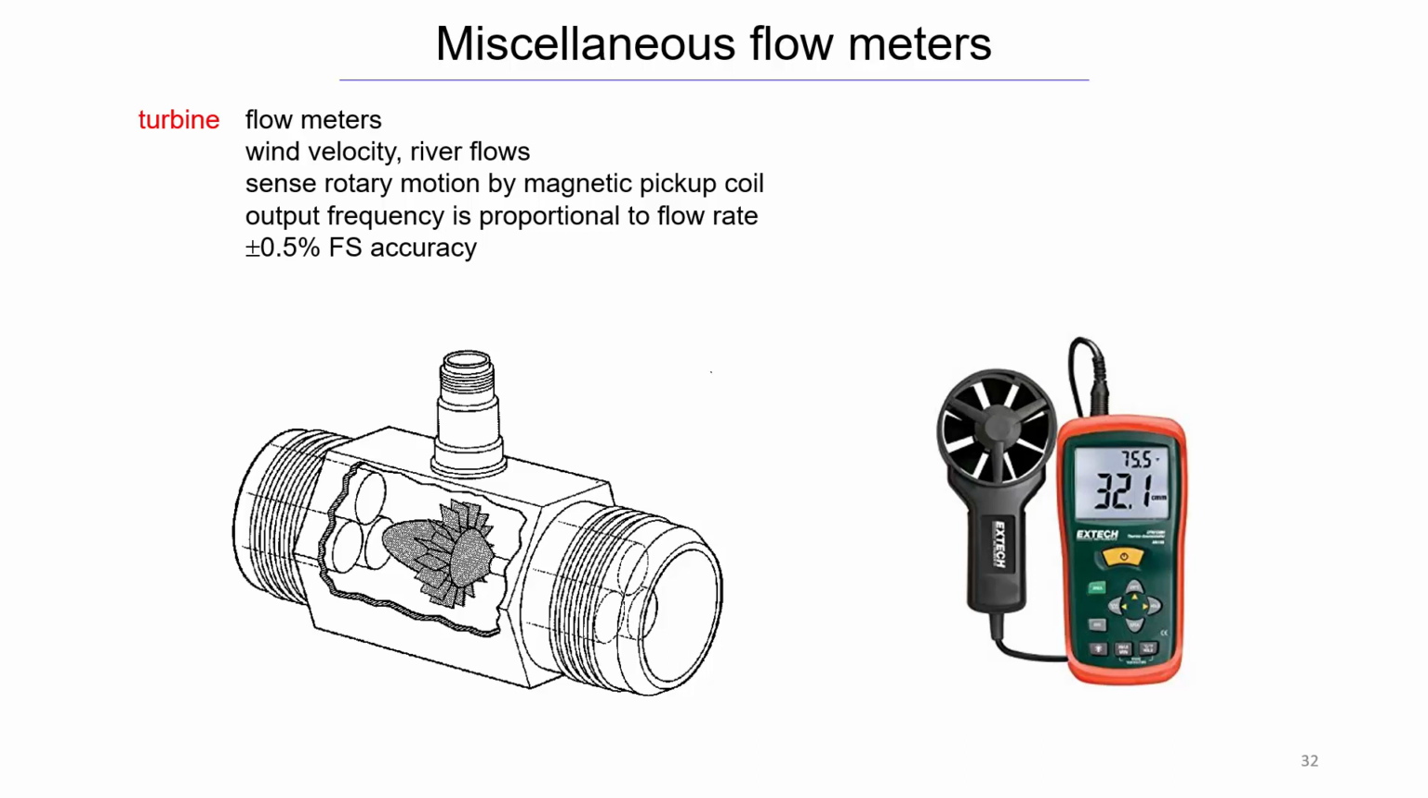That turbine is rotating from the flow. There's going to be a magnetic pickup coil on there. So every time one of those metal blades passes by, there's going to be a signal, a pulse that the pickup picks up, and then it uses that to determine the flow rate. So this is a much more accurate device.